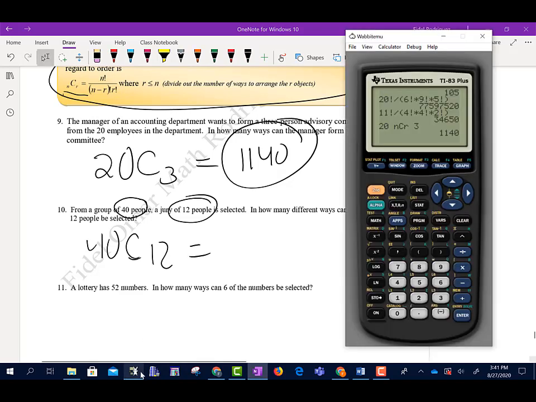So let me grab my calculator again. And I'll tell you what I'll do. I'll do the same thing we did before. Come back over here. Let's go 40. And we're going to choose 12. And now that's a lot. So 5586.